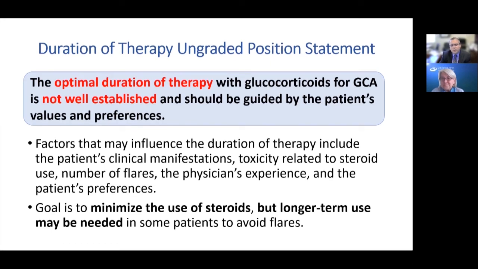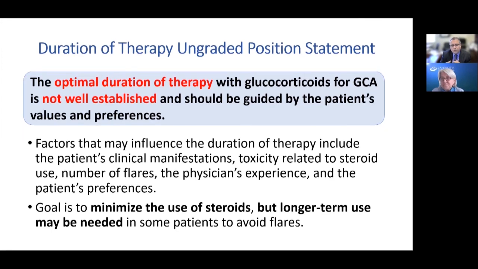But in general, the other recommendation, which is called an ungraded position statement, is that we really don't know how long we should treat the patients with prednisone or steroids. The goal is, however, to minimize the use of steroids to reduce its potential side effects. But sometimes some patients require a tiny bit of prednisone, 3 to 5 milligrams, to keep their disease under control.